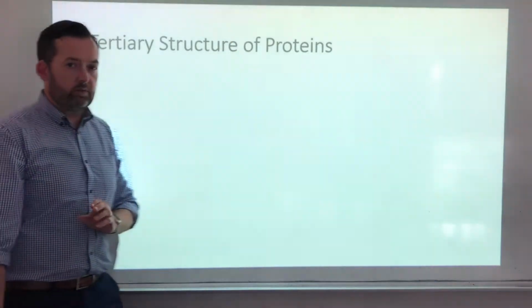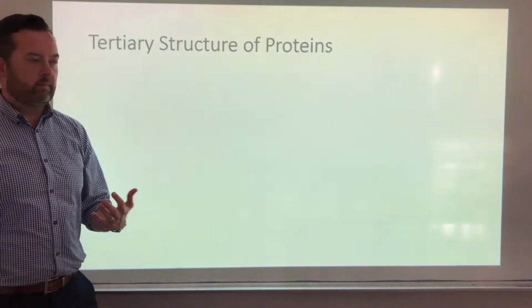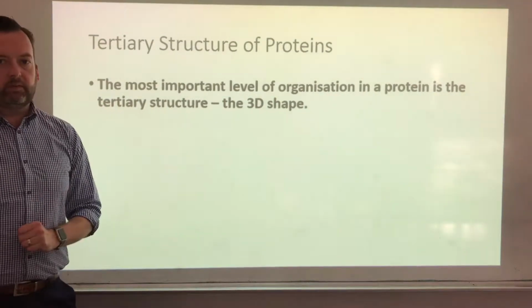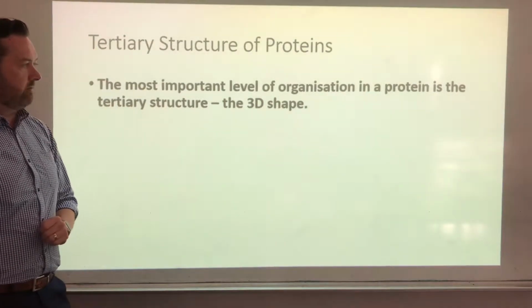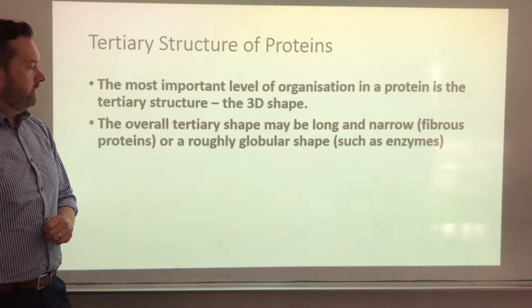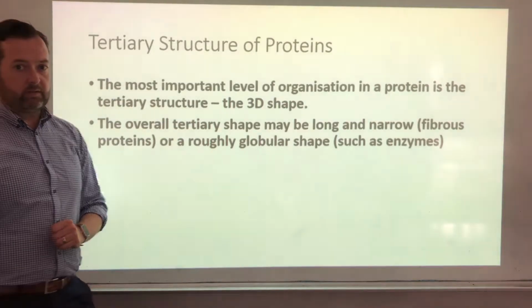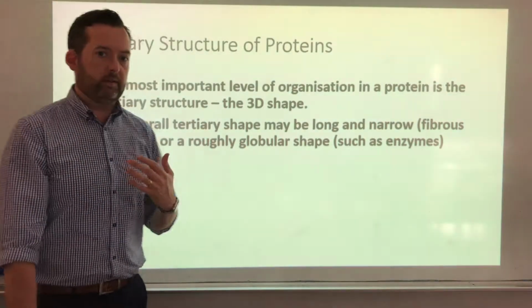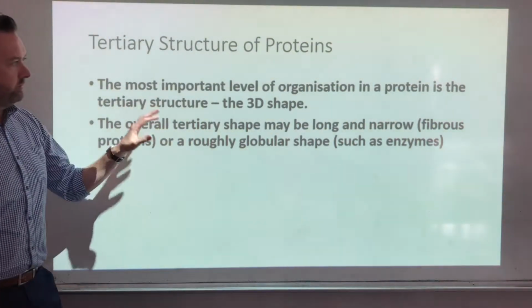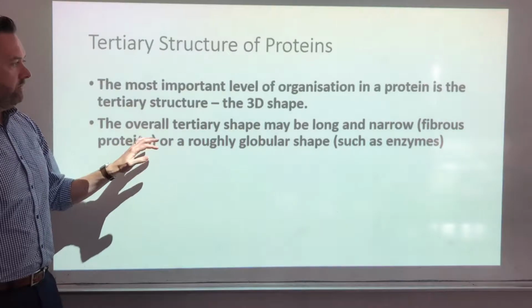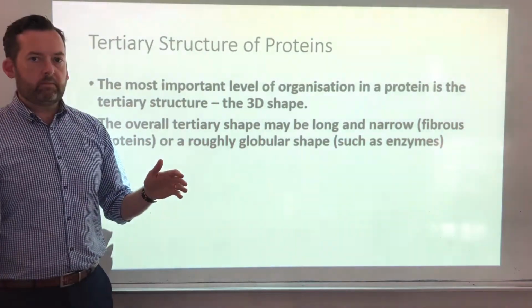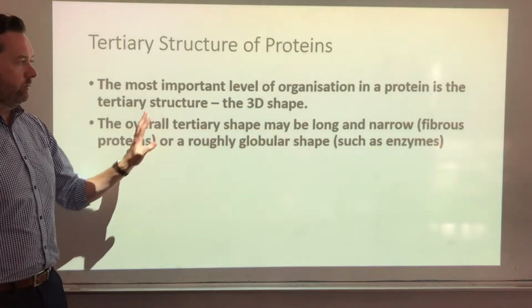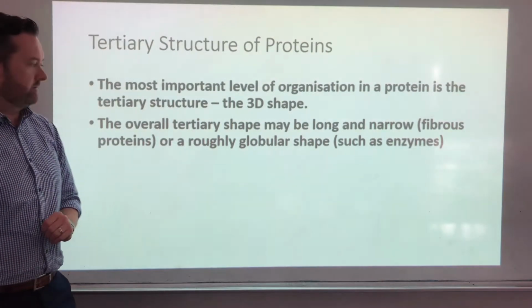Okay, the tertiary structure of proteins is the next level. This is the most important level of organisation, as this is the 3D shape. And that's what happens when denaturing occurs, as well as the secondary bonding being disrupted. The tertiary bonding is being disrupted. So the most important level is this. The overall tertiary shape may be long and narrow, so for fibrous proteins, or globular for things like enzymes.